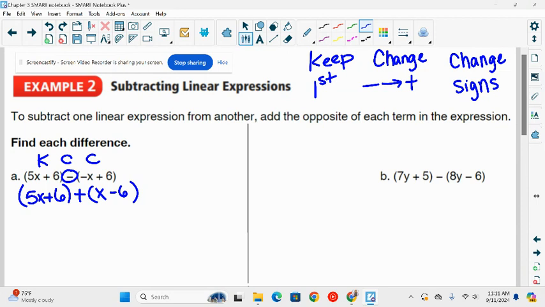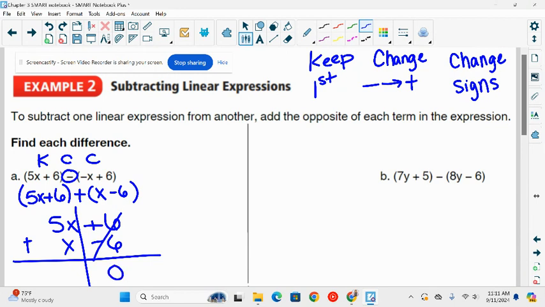Now, it's like we just did. We just stack it up and solve it. So we've got 5x plus 6, and we've got x minus 6. Six take away 6 is 0 or nothing, so I'm just going to cancel that out. Harrison, if I just have an x, what do I need to put in front of it? A 1. So I've got 5x plus 1x gives me 6x. So my answer is 6x. Do I need that 0? No.